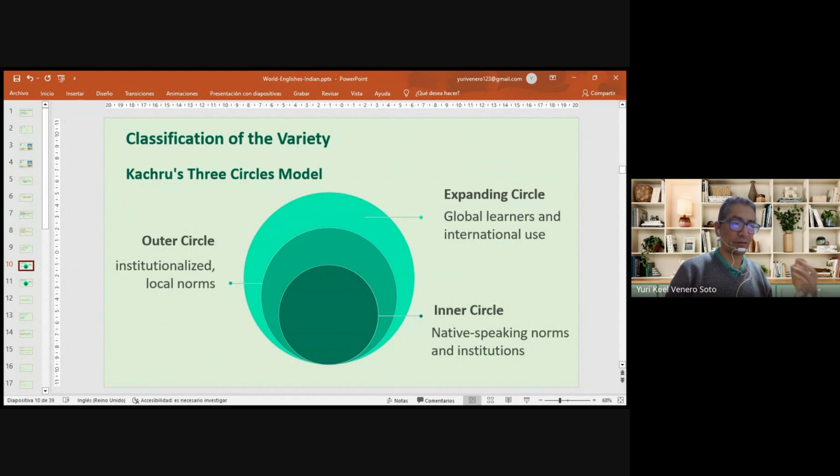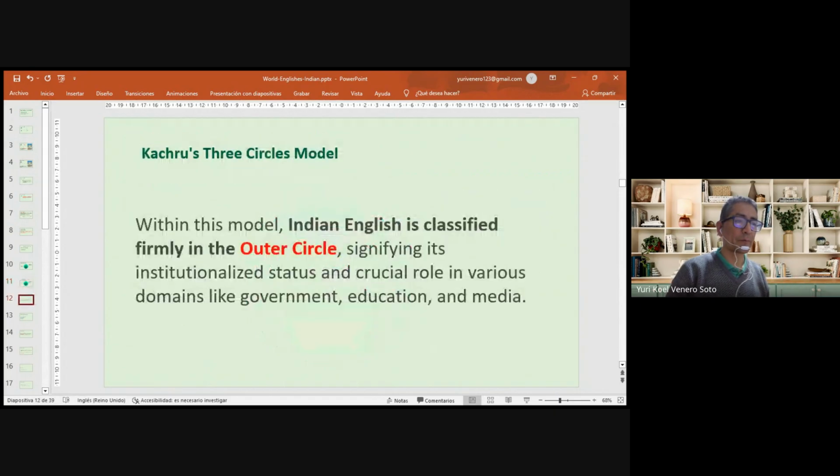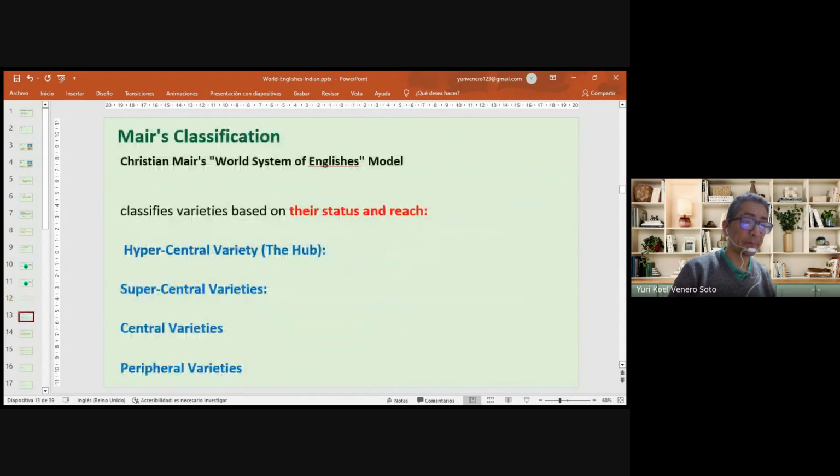Then the outer circle, where English is institutionalized. It has its local norms, but it is used by the population normally as a second language. And then there is an expanding circle that includes global learners and international use. Indian English fits in the outer circle. With this model, Indian English is classified firmly in the outer circle, signifying its institutionalized status and crucial role in various domains like government, education, and media.